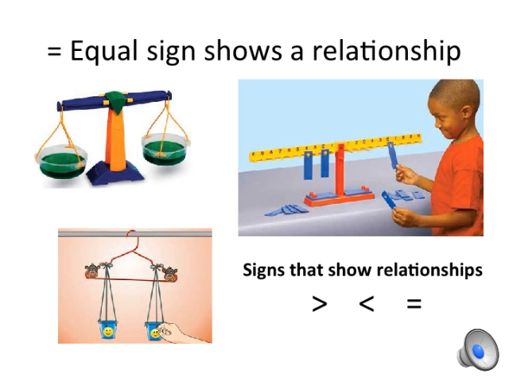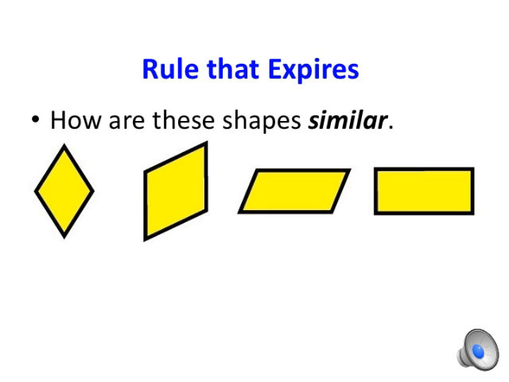As the bottom right of the slide suggests, the equal sign is one of 3 signs that show relationships between quantities. The other 2 signs are used to show that a relationship between 2 quantities is unequal. The first sign shows the quantity on the left side of the sign is greater than the quantity on the right side, and the second relationship sign shows that the quantity on the left side of the sign is smaller than the quantity on the right of the sign.